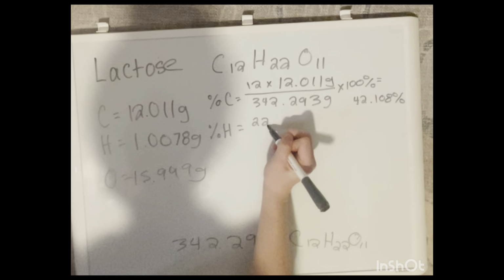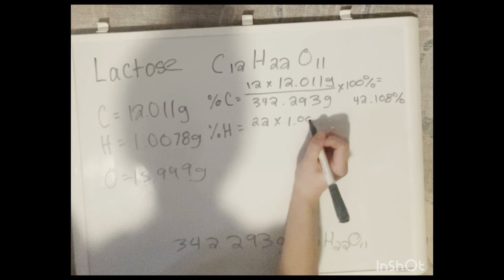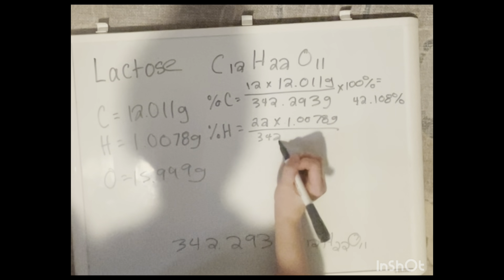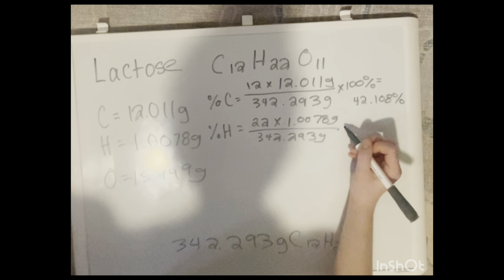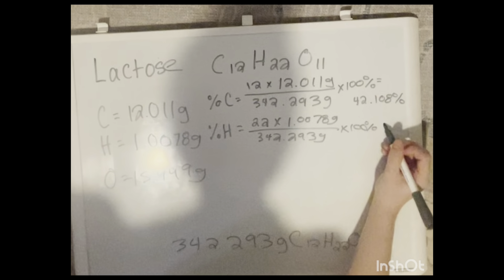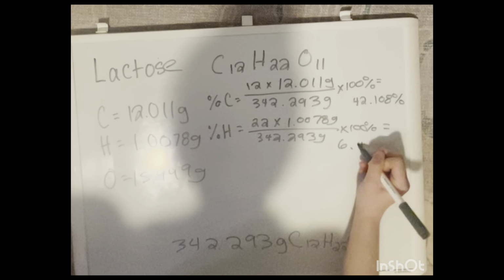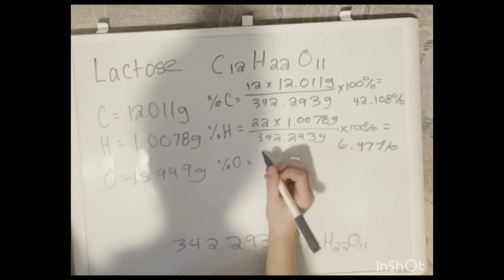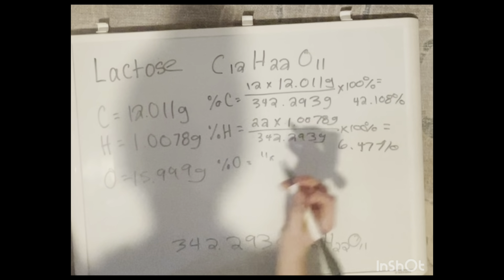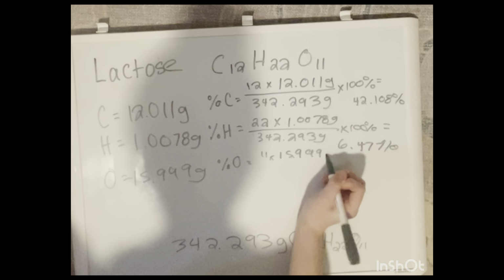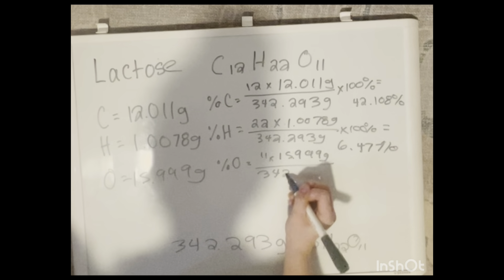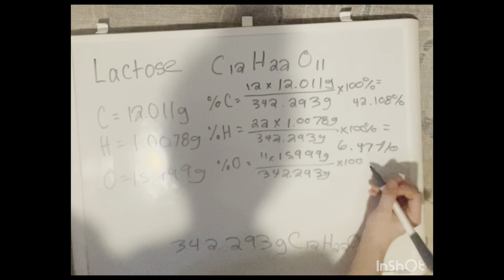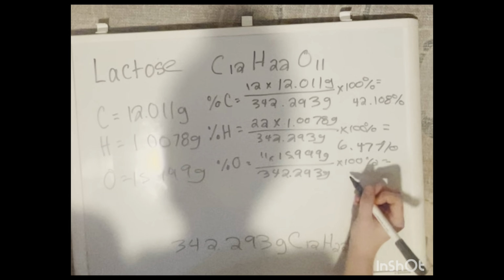Now for the next one, percent hydrogen equals, we're going to do the same process. We're going to take our 22 times 1.0078 all over 342.293 grams times 100%, and that is going to equal 6.477%. And then we're going to do our percent oxygen, which is our 11 from there, this from there, all over 342.293 grams times 100%. I keep almost forgetting that.